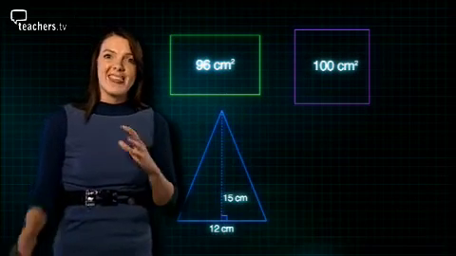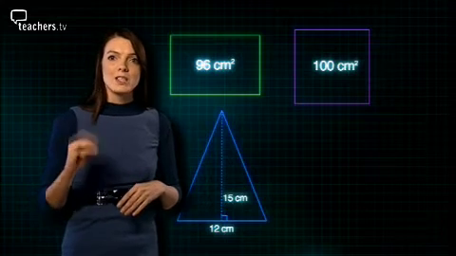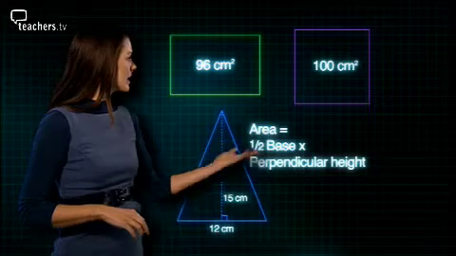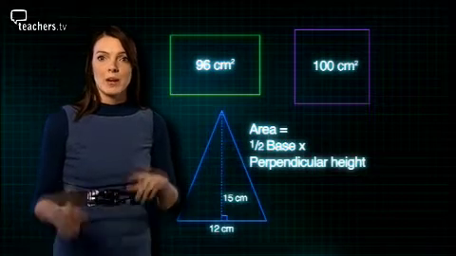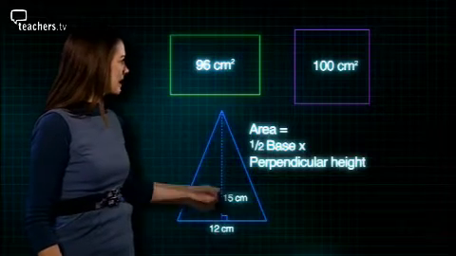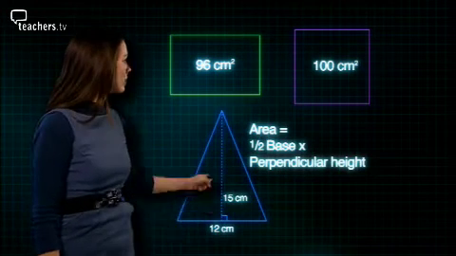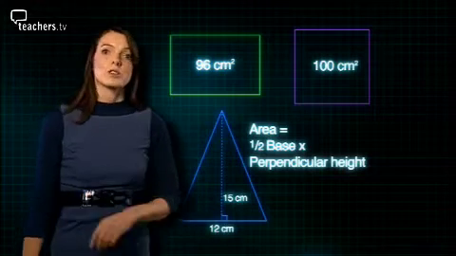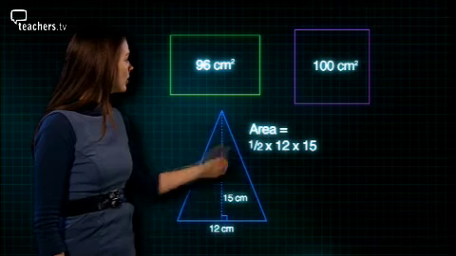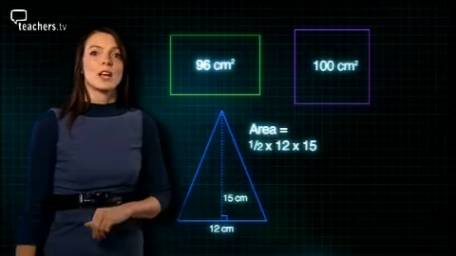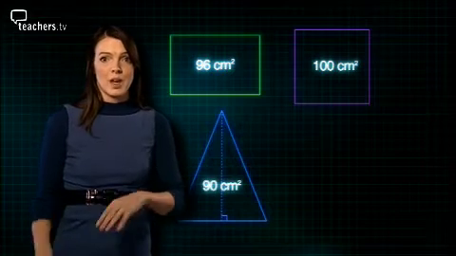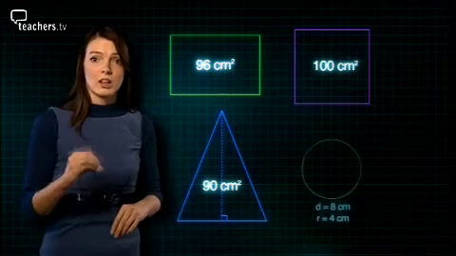Now the triangle, that's going to be a little bit trickier. But what we can do is use the formula area equals half base times perpendicular height. Now what you've got to do here is be really careful and make sure that you use the perpendicular height. So that's the one that's at right angles to the base. So for our triangular cookie, that's going to be area equals half times 12 times 15, which gives us 90 square centimetres. And finally, let's have a look at the circular cookie.